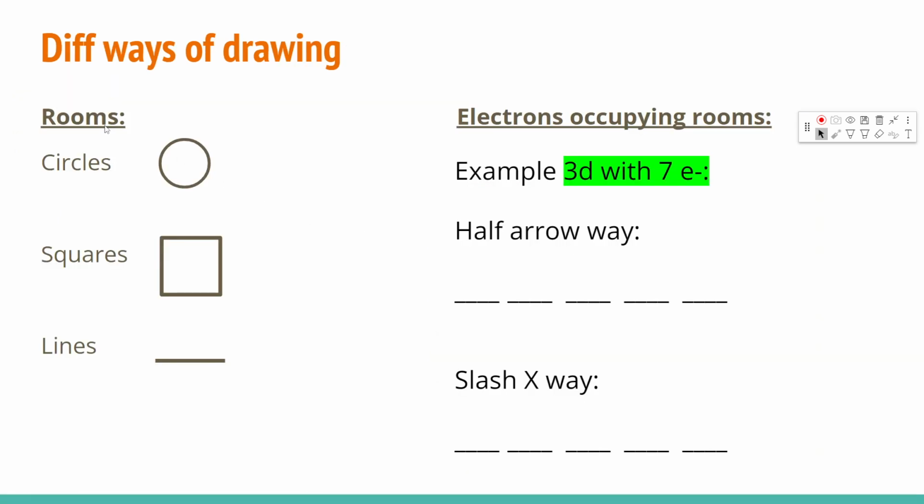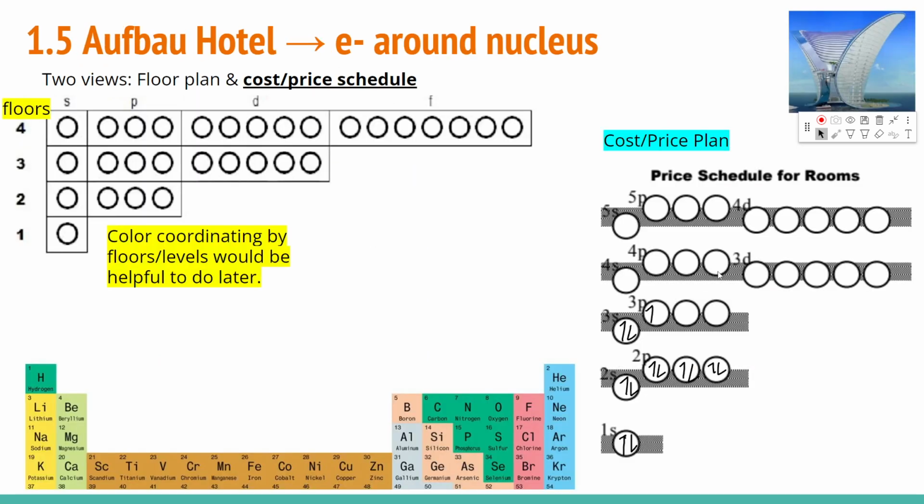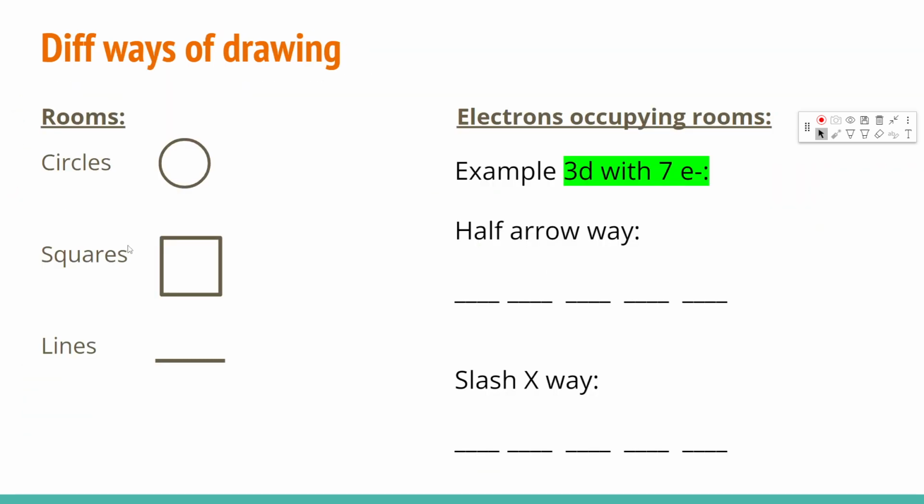All right, so these rooms, we can draw them in different ways. It just depends on you. Earlier we had them as circles over here, but you can also use squares or just simple lines. Again, it's really up to you. When I do these examples, I generally stick to lines just because I'm too lazy to draw a circle and a square, but you do you.